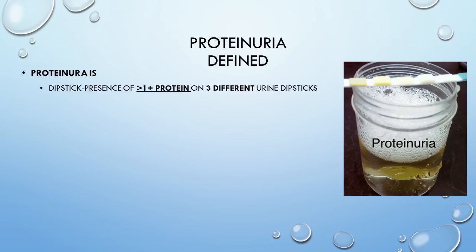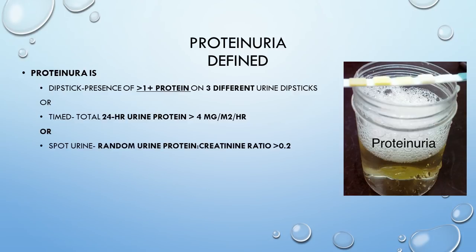Proteinuria is defined as a dipstick presence of greater than 1+ protein on 3 different urine dipsticks. Another way to define it is a 24-hour urine protein that's greater than 4 milligrams per meter squared per hour. Or another way to define it is a random urine protein to creatinine ratio of greater than 0.2.